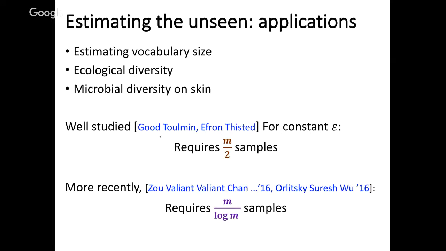The first one by Zhu, Valiant, Chan appeared in Proceedings of the National Academy. No, this one appeared in Nature Communications. And then another paper by Orlitsky, Suresh, and Wu appeared in Proceedings of the National Academy of Sciences. Both of these papers show that by looking at only M over log M samples, so if N is M over log M, you'll be able to predict what's going to happen in M samples. So by looking at this tiny fraction, only a 1 over log N fraction of the samples, you'll be able to say what's going to happen with M samples. And clearly, given the venues where these papers were published, this is a very important problem with many applications.